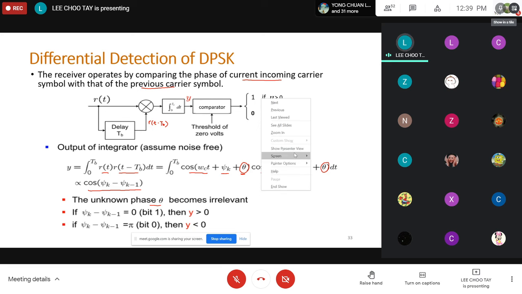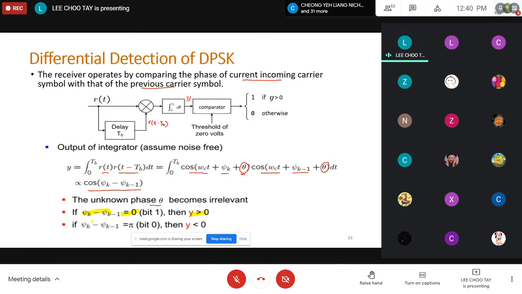So now, if the phase angles are the same, that means the current angle minus the previous angle is 0. That means we actually receive a bit 1 here, a binary 1. Cosine of 0, since the difference is 0, will give us a 1, a positive value. Then your y will be greater than 0.